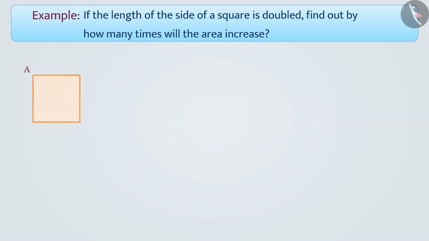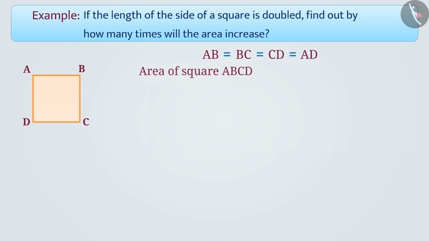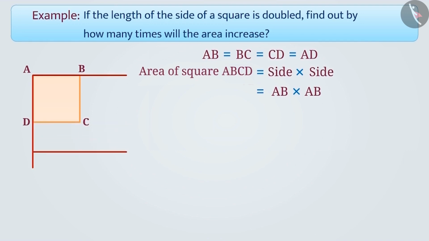Here, we have square ABCD, where AB is equal to BC is equal to CD is equal to AD. We can say that the area of the square ABCD is equal to side multiplied by side is equal to AB multiplied by AB. Now, if we double the length of the side, it means that the lengths of all sides will double. Let us mark this new square with AEFG.